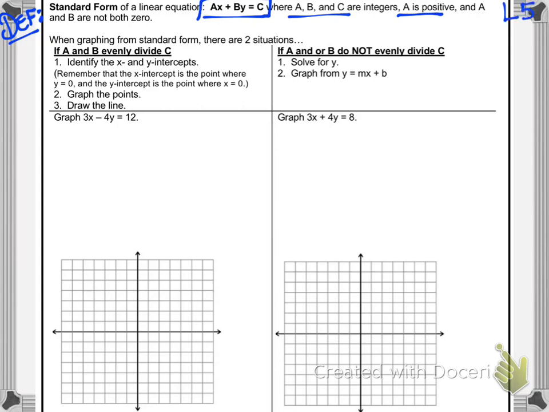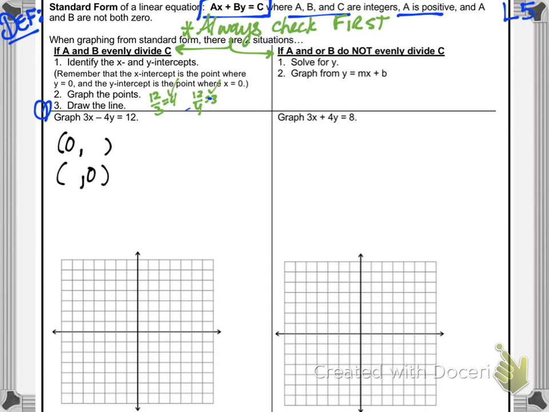First thing you want to do is always check if A and B evenly divide into C. So let's look at this first one here. Do A and B evenly divide? Yes. C divided by 3 is an integer, 12 over 3. C divided by B, 12 over negative 4, is an integer. That should be negative. And that works. So A and B both evenly divide into C. Therefore, we're going to go ahead and set up our table.